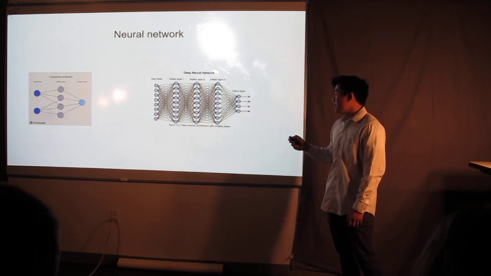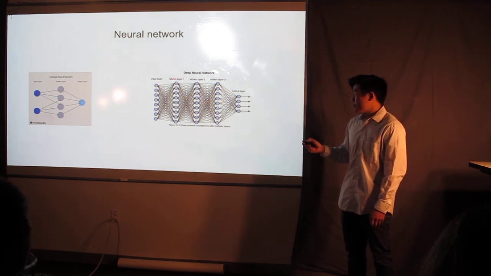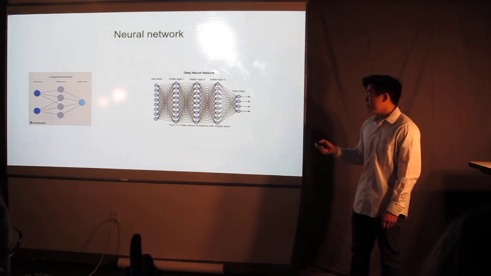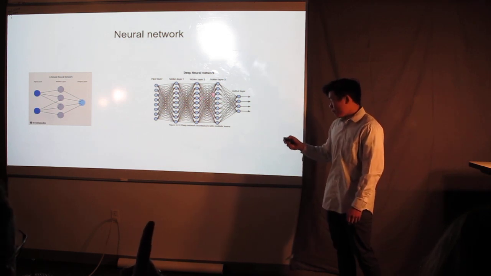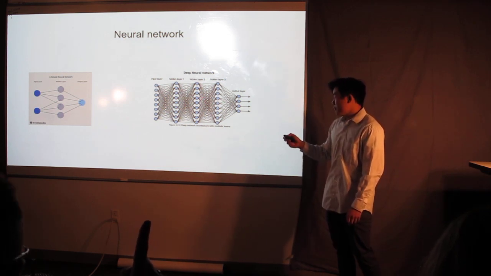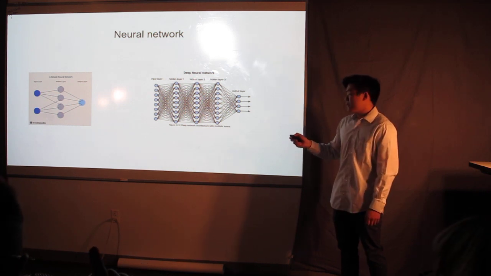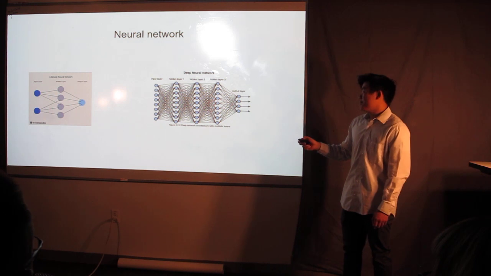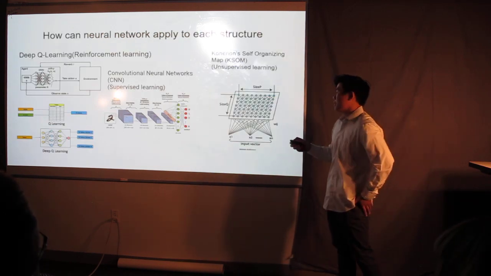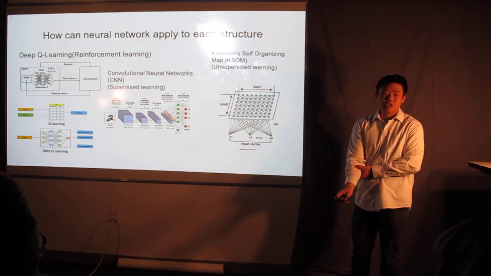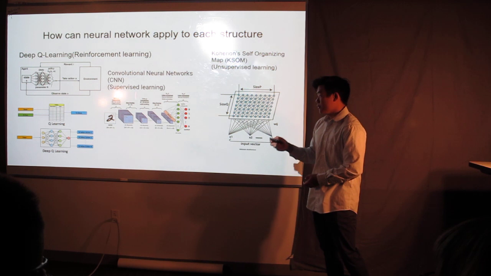And here's a deep neural network. The idea of this is you can have as many hidden layers as you want, so the model can get the most accurate prediction based on as much calculation as you do. And now, how can a neural network apply to the structure for reinforcement learning?